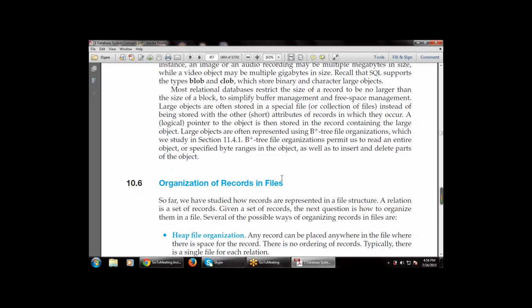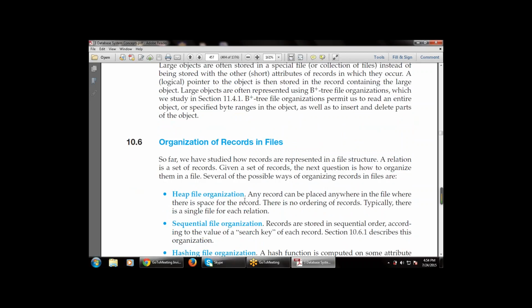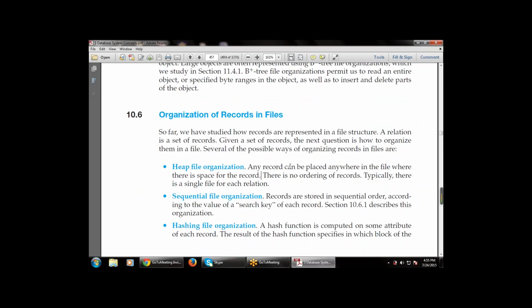There are several possible ways of organizing the file. That is, there are different methods for organizing the records in a file. The first is the heap file organization. Any record can be placed anywhere in the file where there is space for the record. There is no ordering of the records. Typically there is a single file for each relation.